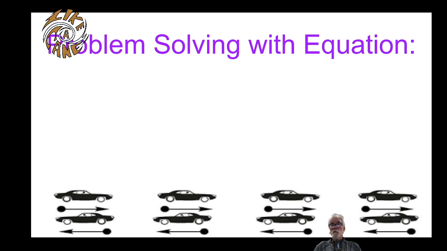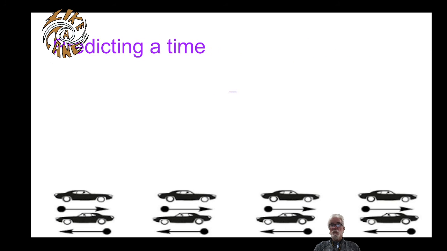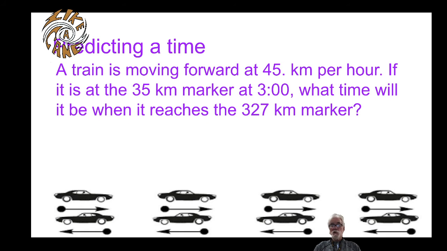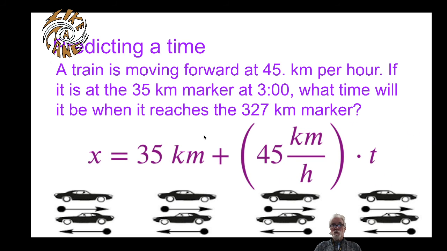Another type of problem we can solve with the constant velocity particle model is predicting a time when an object will be at a certain position. This is also about a train. It's moving forward at 45 kilometers per hour. If it's at the 35 kilometer marker at 3 o'clock, what time will it be when it reaches the 327 kilometer marker? First thing we do is use cues from the description to build our equation.